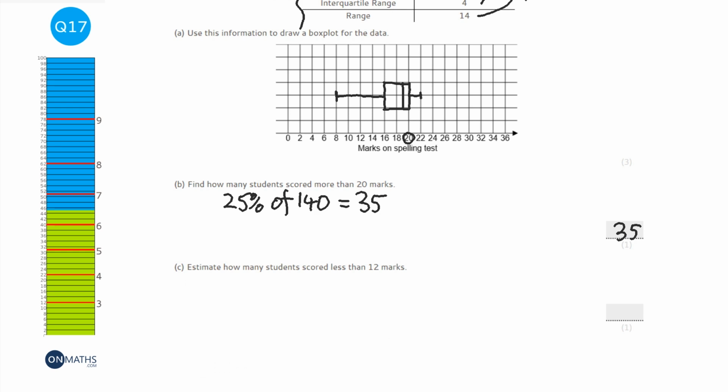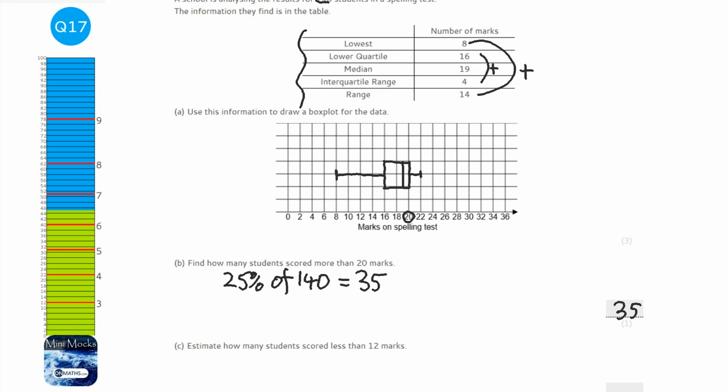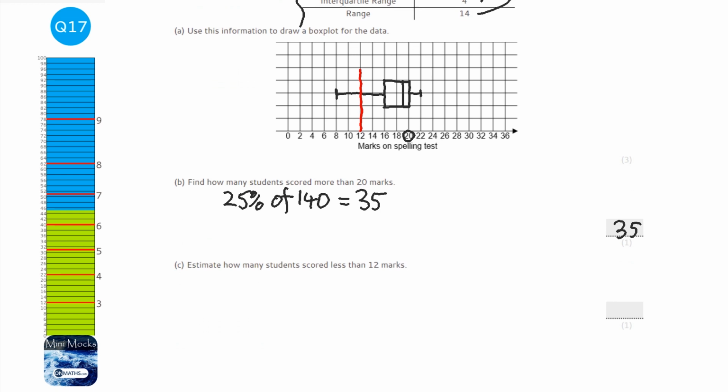Next one, question C. Estimate how many students scored less than 12 marks. So let's have a look at 12 marks. 12 marks is here. And 12 marks is halfway between the lowest value and the lower quartile. So we know there's 35 students who are in that quarter. And so we're going halfway there. Now we can't really say 17.5, that doesn't make much sense. So on this question I would expect that you could either write 17 students or 18 students. And what am I going to say? I'm going to say 17 students. It doesn't actually matter which one you write down, because you've shown that it's 17.5, well you can't get half a student, so let's go for 17, or let's go for 18.